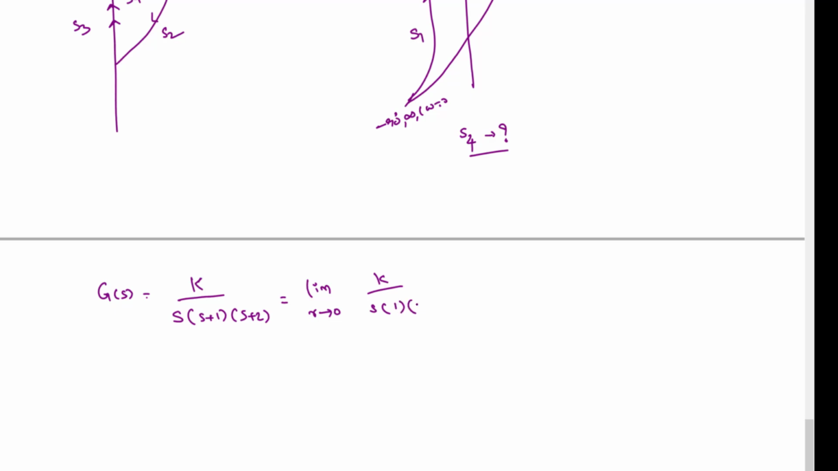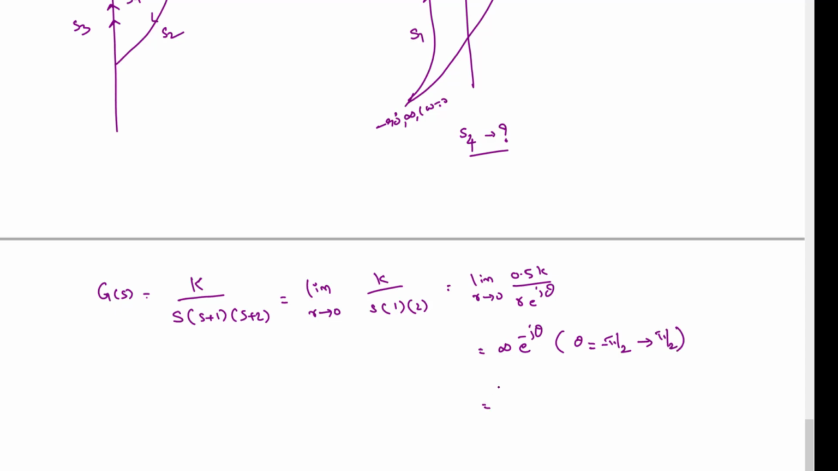Since s is almost tending to 0, I can discard s in the other factors, because 1 and 2 are much higher. So with limit R tending to 0, it becomes 1 by 2, which is 0.5, so 0.5K divided by s, where s = R e^{jθ}. Now, taking it to the numerator, since R tends to 0, this becomes 1 by 0, which is infinity. Infinity times e^{−jθ}, as I take it to the numerator, where θ travels from −π/2 to +π/2.